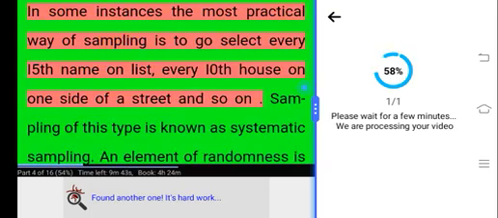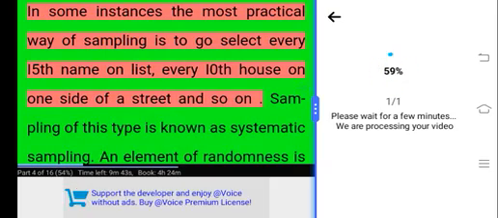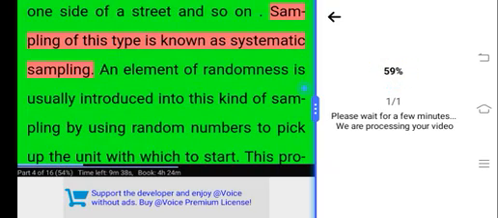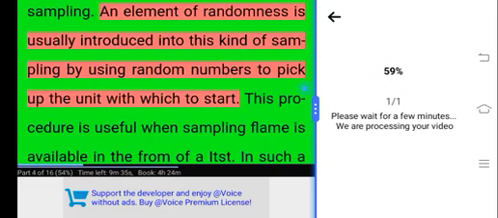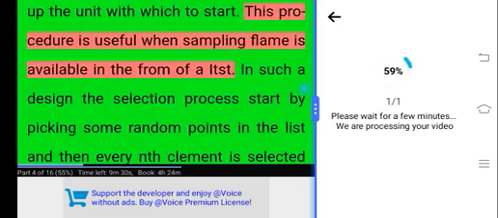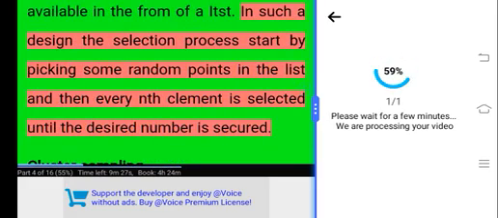Systematic sampling. In some instances, the most practical way of sampling is to select every 15th name on a list, every 10th house on one side of a street, and so on. Sampling of this type is known as systematic sampling. An element of randomness is usually introduced into this kind of sampling by using random numbers to pick up the unit with which to start. This procedure is useful when the sampling frame is available in the form of a list. In such a design, the selection process starts by picking some random point in the list, and then every nth element is selected until the desired number is secured.